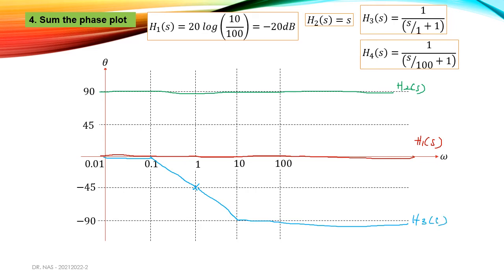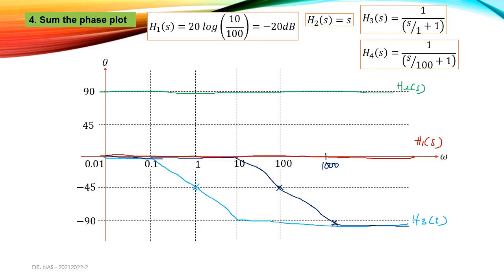And lastly, the fourth one, another pole at 100, so at 100 it must be negative 45, extended to the previous decade and next decade, 1000 is there. And then previous and after must always be 0. Okay, so now let's sum them up just as the magnitude summation. You need to consider point by point, starting at omega equal to 0.01. Let's use purple color for the summation.